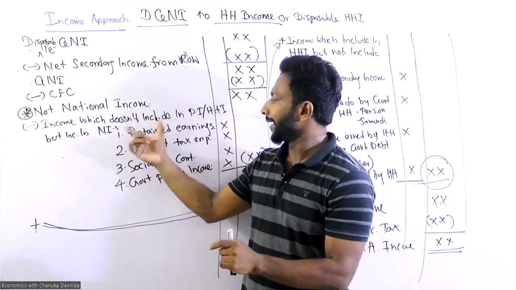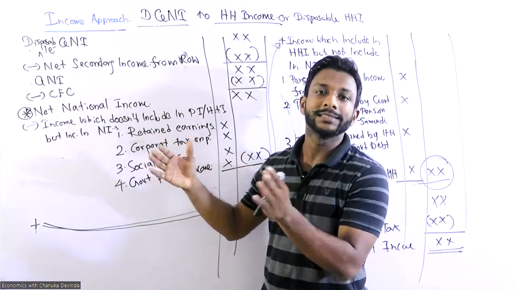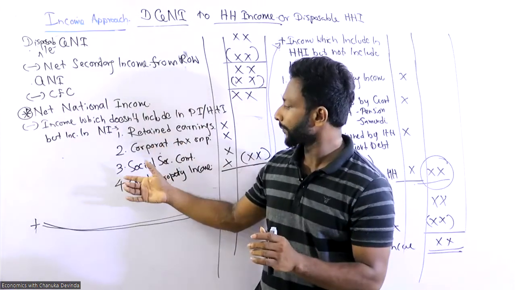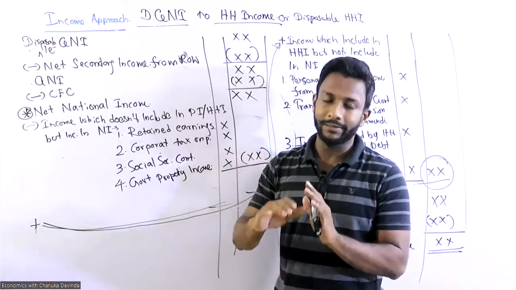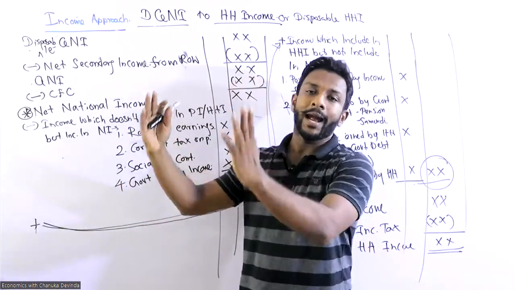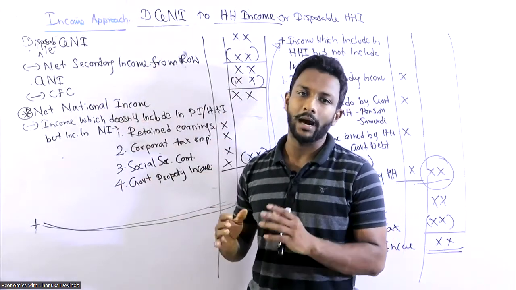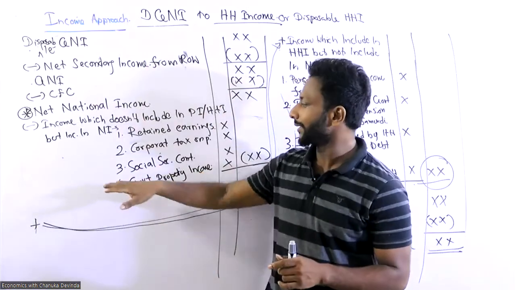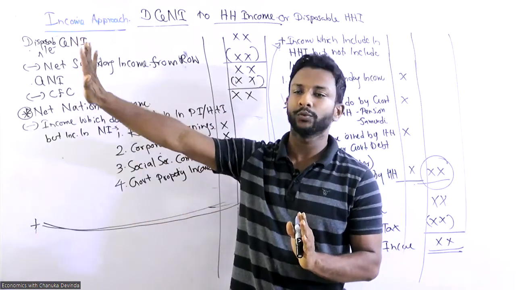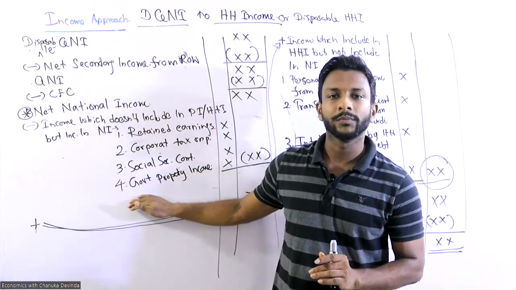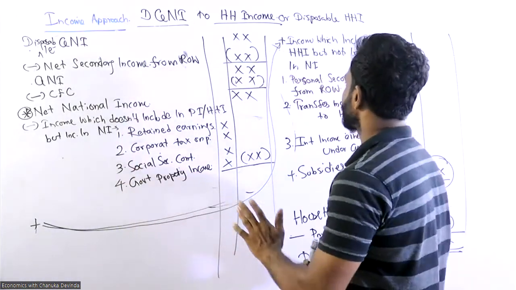What are the items? Retained earnings, not received by household. Corporate tax received by government, not received by household. Social security contribution, it does not belong to household until the end, right? That means after age 55. So until then, it does not belong to household. Then social security contribution also should be removed. Government property income received by government, not the household. Then all the four things will be removed.